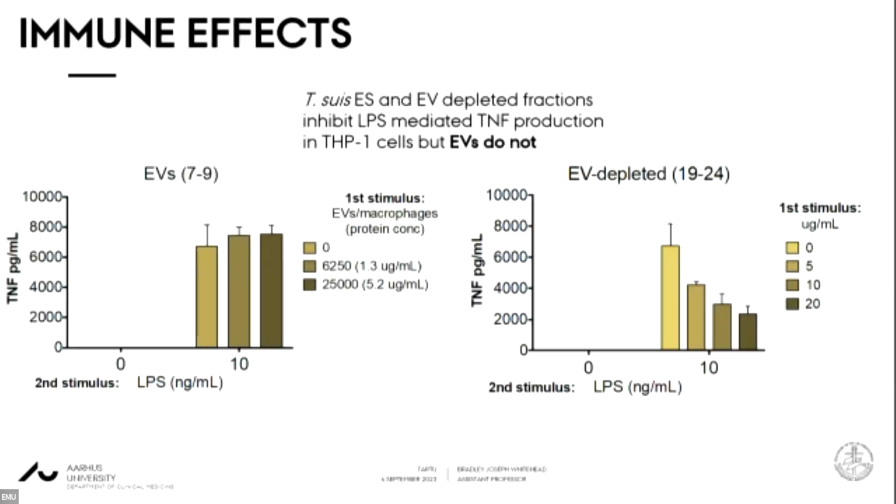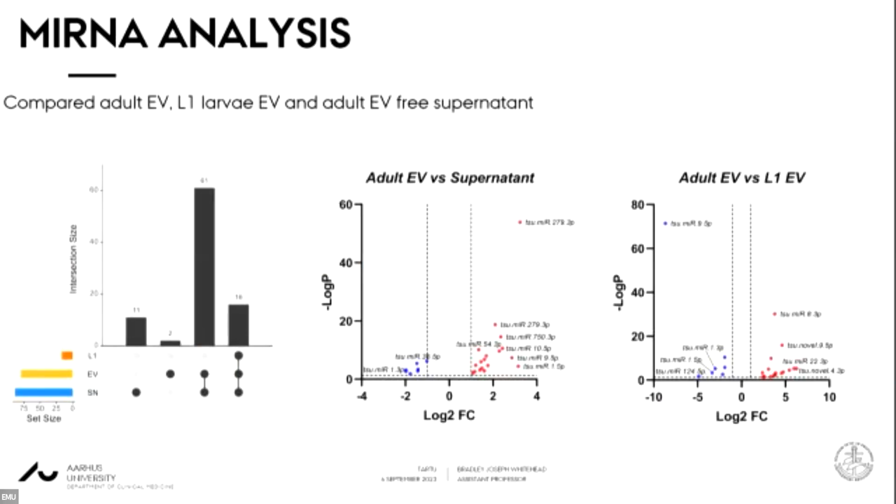In contrast to the Ascaris, we saw zero effect of the EVs in our basic LPS model, but we do see an effect from the EV depleted fractions, which makes sense to us because we know that this particular worm secretes massive quantities of PGE2, and that most of its effects on the immune system are mediated by PGE2. So we'd spent a lot of time, money, and effort to get to the point where we had no immune modulation, and we needed to find something.